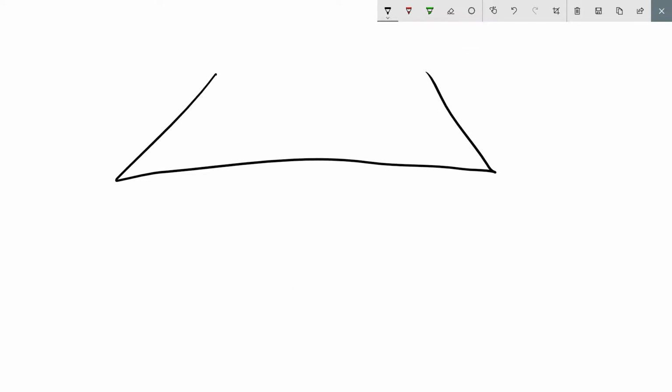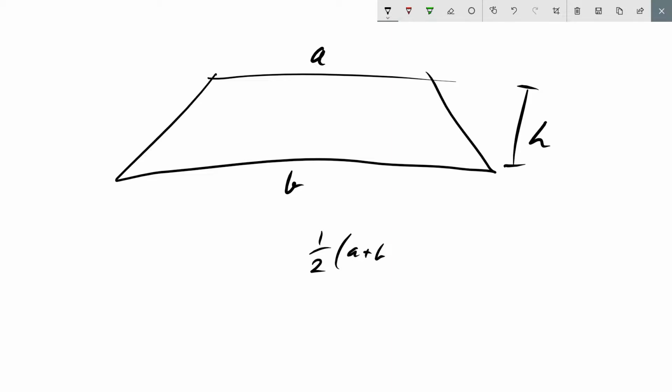Okay, so let's move on to a trapezium, or trapezoid for you Americans. We have A and B. We know that's those two, and we know the height. That's all we need, so it's half A plus B times height, and that's the area.